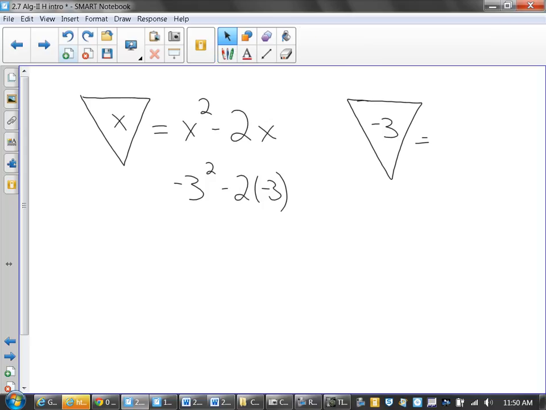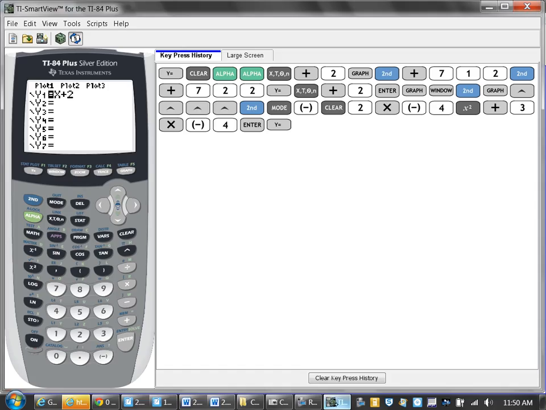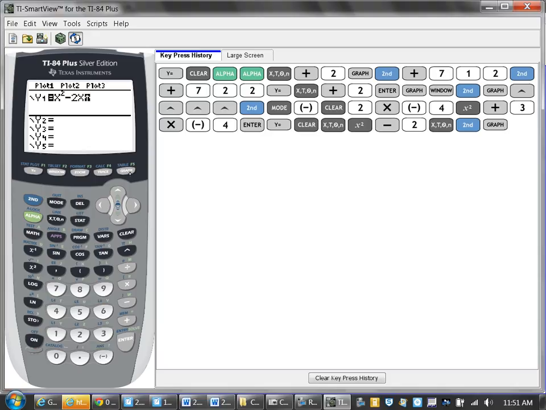Once again, when we're dealing with weird values and not sure exactly what happens, you can always go to your calculator, go to the y equals portion. You can type in x squared minus 2x. Go directly to your table, and I think I asked for what was f of -3. You just scroll around, there's your answer.